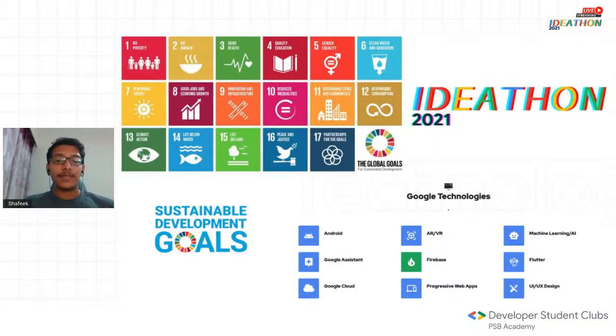Let me just share the theme of this Ideathon 2021. As a DSC lead, and for all the DSCs around the globe, we are required to build a solution for this solution challenge. We need to achieve any one of the 17 United Nations Sustainable Development Goals using one or more Google developer technologies. So our theme for Ideathon is the same.